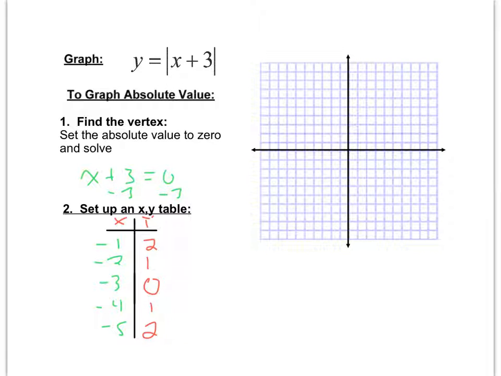Let's plot these points. We'll do that in black. I got -1, positive 2 right here. -2, comma 1 is right here. -3, comma 0 is right here. -4, comma 1 is right here. And -5, comma 2 is right here. If I connect those points, I have a V whose vertex, we said before, was at -3, comma 0.